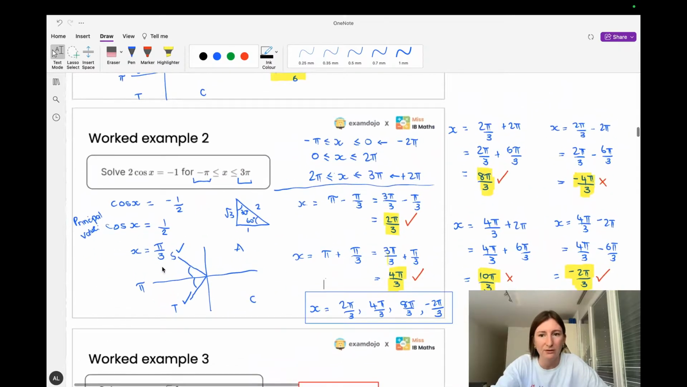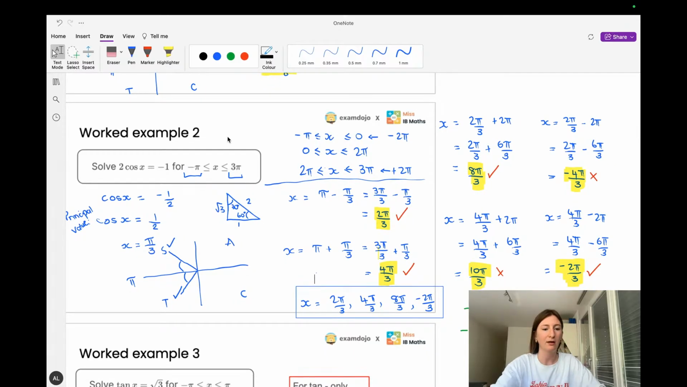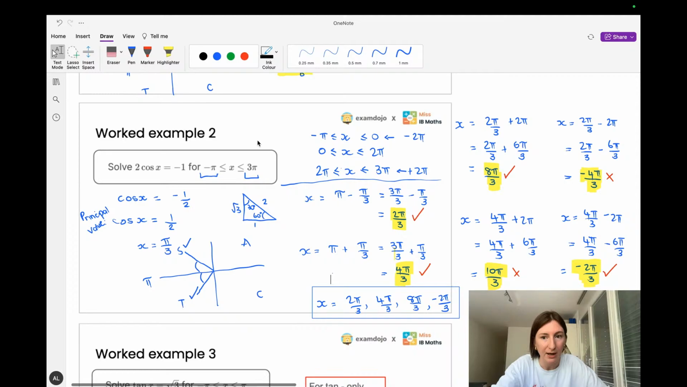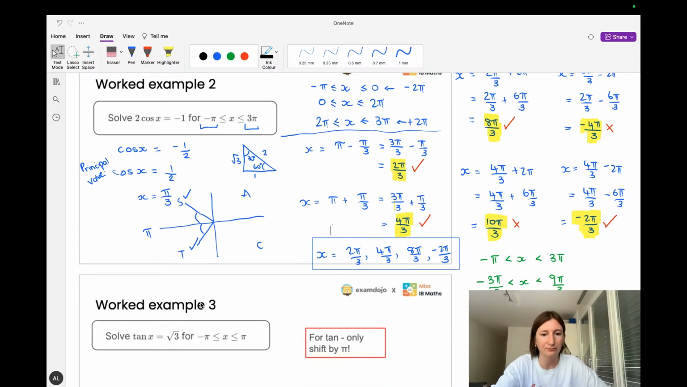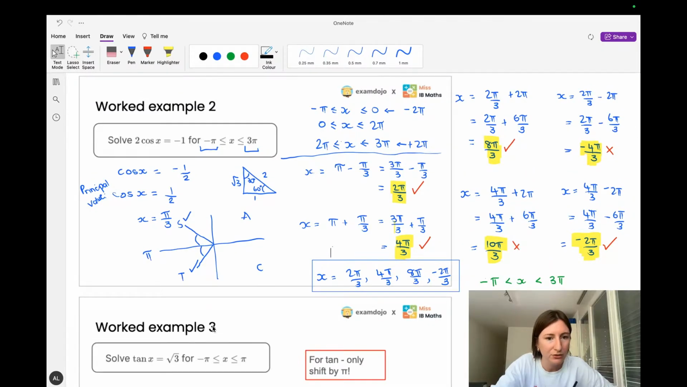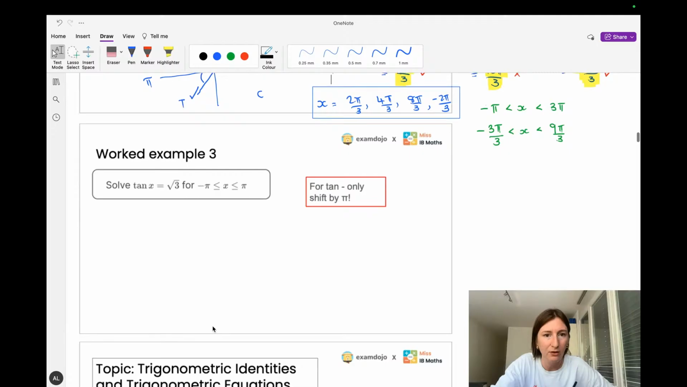Let me know if that makes sense or not. If you'd like me to explain it again, maybe in a separate video, you can message me and I'll be happy to do that. That is what we're essentially doing. All right, so time-wise, I'm going to skip this one because it is very much the same thing as what we have done here.